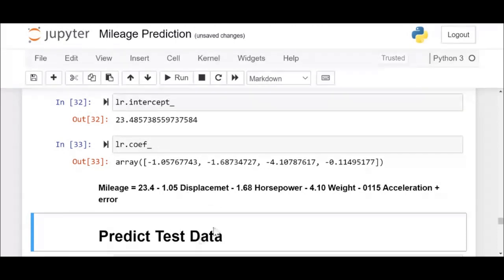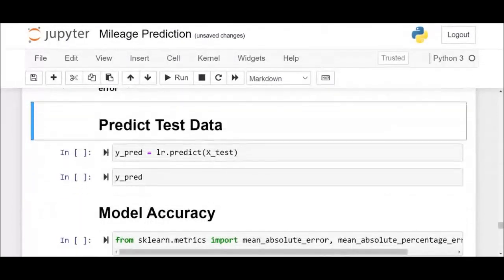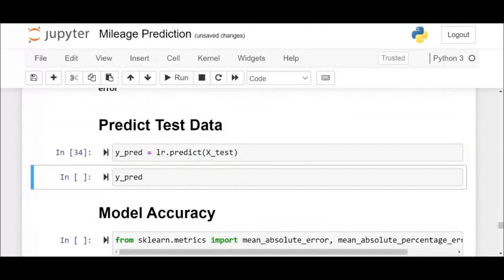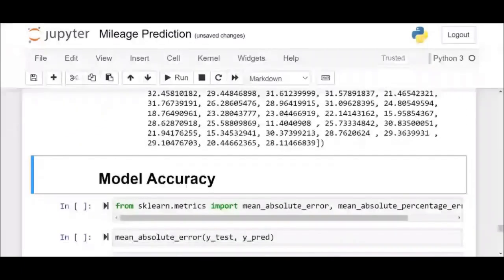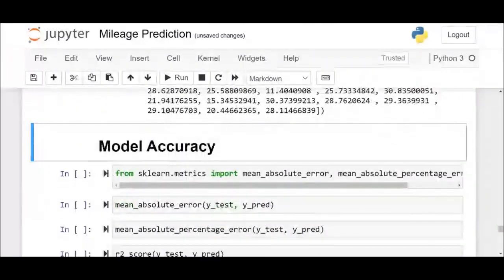Now from our X test sample, we will keep the values and calculate each value. We predicted using X test, Y predict, and these are the predicted values of our mileage for our test sample, which is 30%. Now we are going to compare this predicted with the actual. The actual of this data set is stored in y_test. So we will compare y_test with y_predicted.